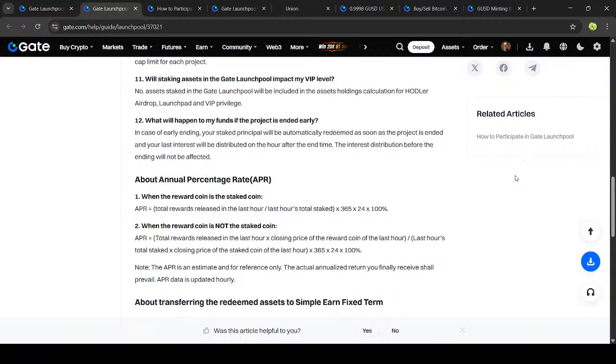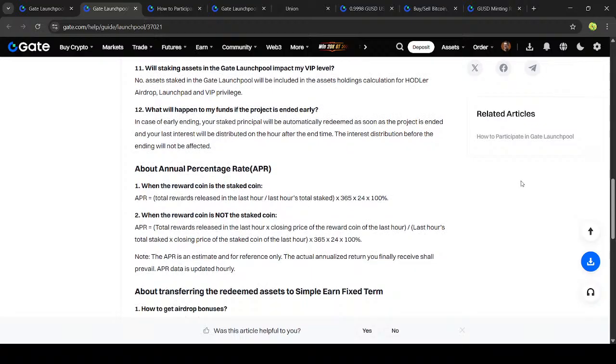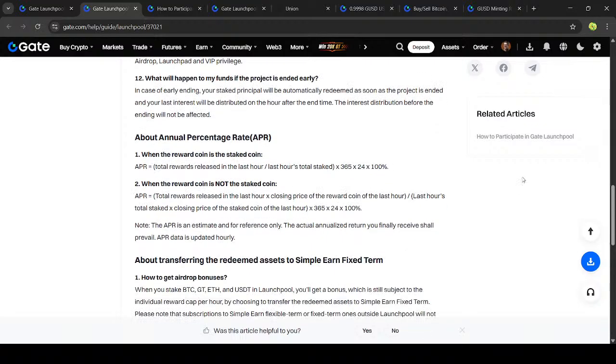So what will happen to my funds if the project ends early? In case of early ending, your staked principal will be automatically redeemed as soon as the project ends, and your last interest will be distributed within the hour after the ending time. The interest distribution before ending will not be affected.